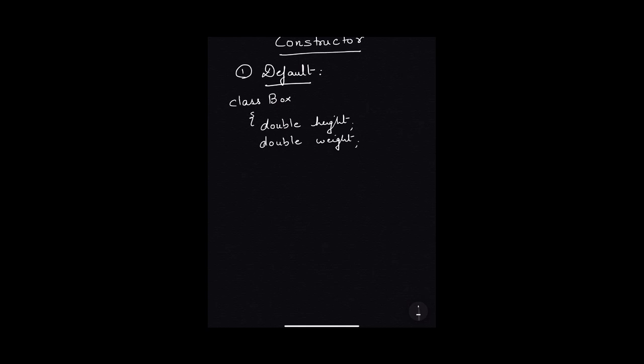So we will first create a constructor, a default one. The constructor will have a name similar to that of the class. In the arguments, there will be no arguments. And since constructors are used for the initialization of variables, let me initialize the parameters height and weight with values 5.0 and 5.0.